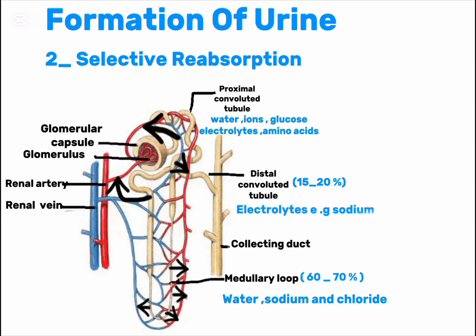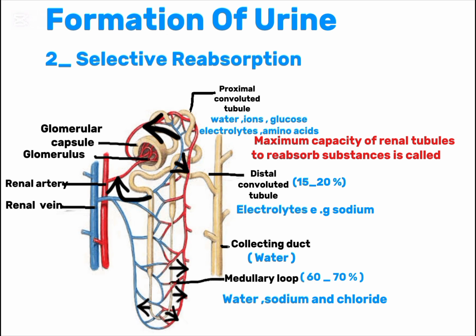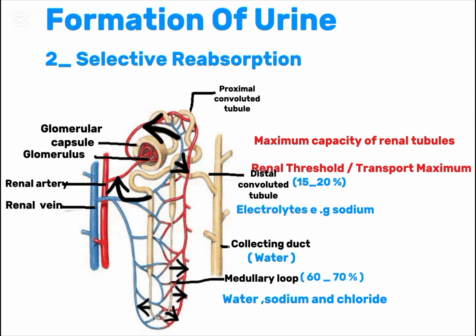More electrolytes such as sodium are reabsorbed in the distal convoluted tubule. The major function of the collecting duct is to reabsorb as much water as needed by the body. Reabsorption of the nitrogenous waste products, which include urea, uric acid, and creatinine, is very limited because they are toxic and need to be excreted from the body. The maximum capacity of the renal tubule to reabsorb substances is called the renal threshold or transport maximum.